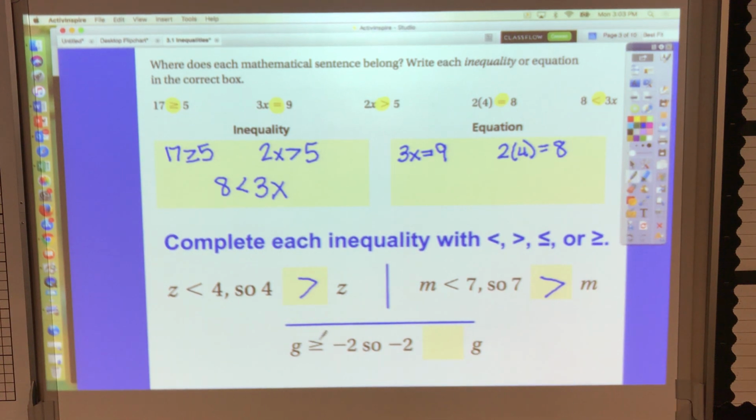G is greater than or equal to -2. So with -2, notice it's pointing towards the 2 and opening towards the G. So I have to point towards the 2 and open towards the G. So -2 is less than or equal to G to get that same statement. If you reverse the numbers and the variable, if you want them to still be equal, you also have to reverse your symbol.